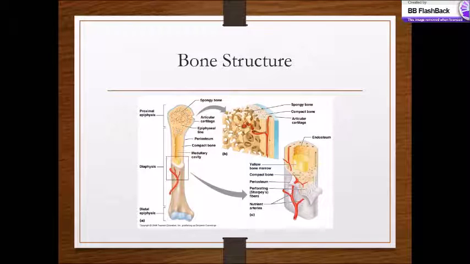Okay, then the next layer, which is known as the spongy or cancellous bone, and it appears like honeycomb. So you can see it here in this picture better. It has like a honeycomb type appearance to it.